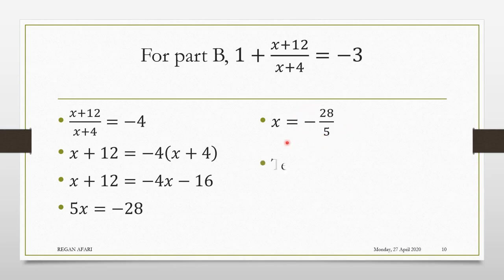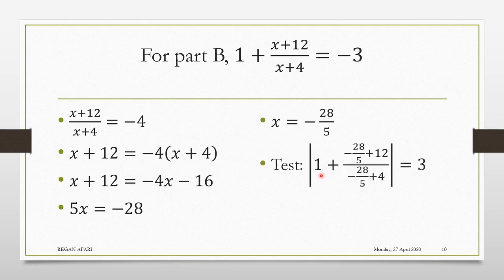So let's do the test. We will put this same answer into the absolute value function and see if the answer will be 3. When we did, if you evaluate the whole of this, you will get -3, and the absolute value of -3 is what? It is 3. Hence we can also accept this.